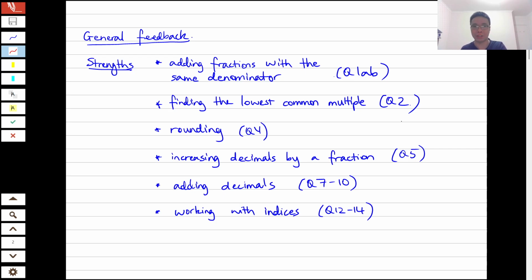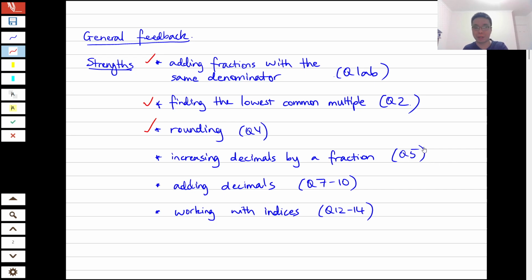So I'll start with some general feedback. By this point, you should have the CAT in front of you. And here I've identified some of the things that were done well by the class. So I gave lots of ticks for these things. The first thing that was done well was adding fractions with the same denominator, and this was the first two parts of question 1. The next thing that was done really well was finding the lowest common multiple. This is where we had the 5-minute and 8-minute baker, and you wanted to find when the two bakers would finish a job at the same time.